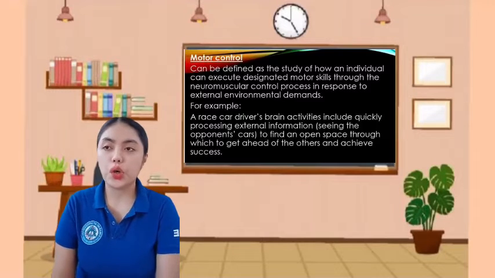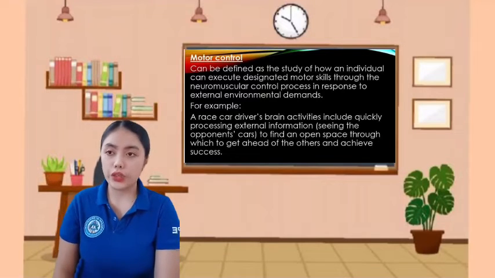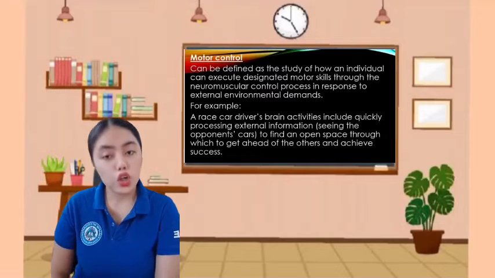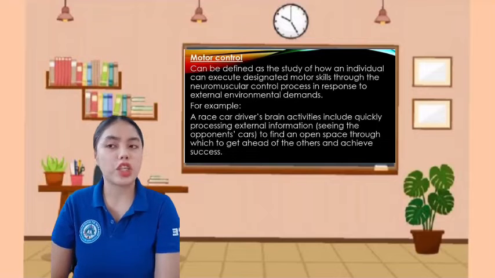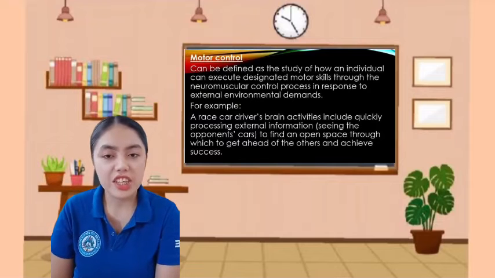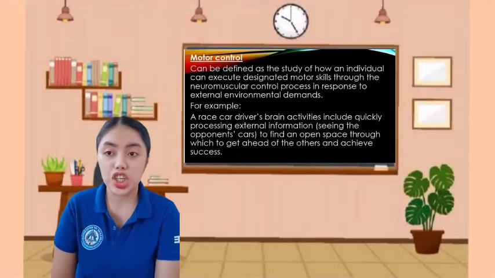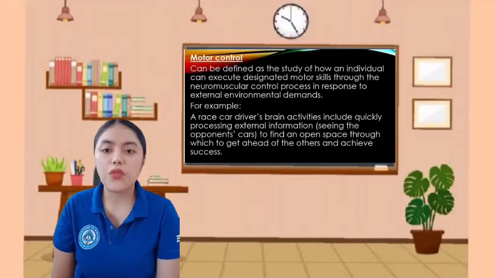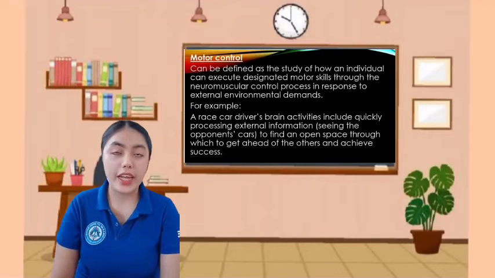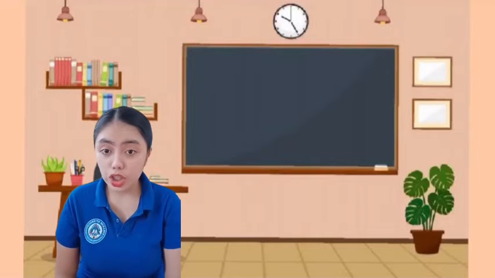Class, motor control can be defined as a study of how an individual can execute designated motor skills through the neuromuscular control process in response to external environmental demands. For example, a race car driver's brain activities include quickly processing external information, seeing the opponent's car, to find an open space through which to get ahead of the others and achieve success. Now let's proceed to motor development.